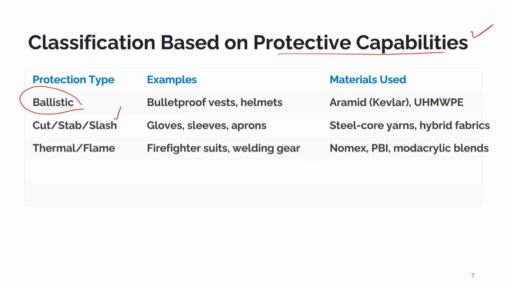And other types of protection that we have already discussed, like thermal or flame protection, such as firefighter suits and welding gear. There we use materials which are inherently fire resistant, like Nomex, PBI, meta-aramid, PBI, and modacrylic blends.